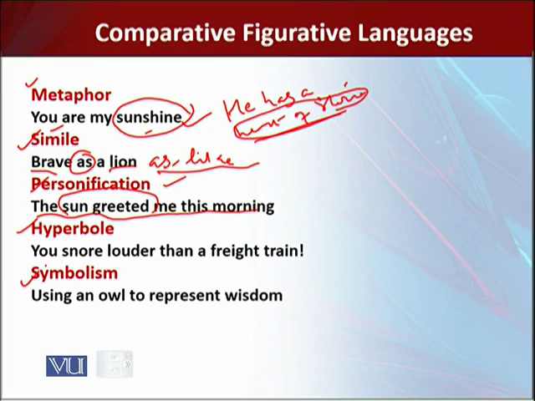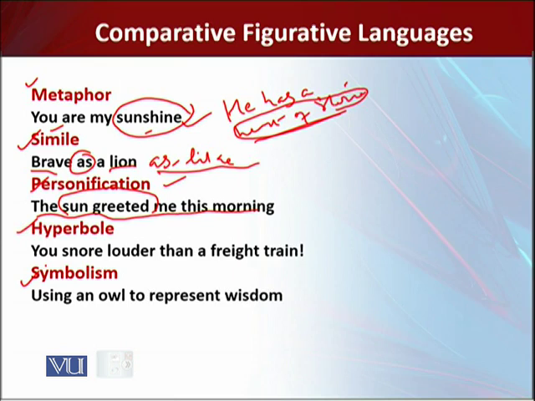Another example can be, the sky was full of dancing stars, or the radio suddenly stopped singing and stared at me. So personification basically gives human characteristics to objects, and this creates a certain type of imagination in the mind of the reader or listener.